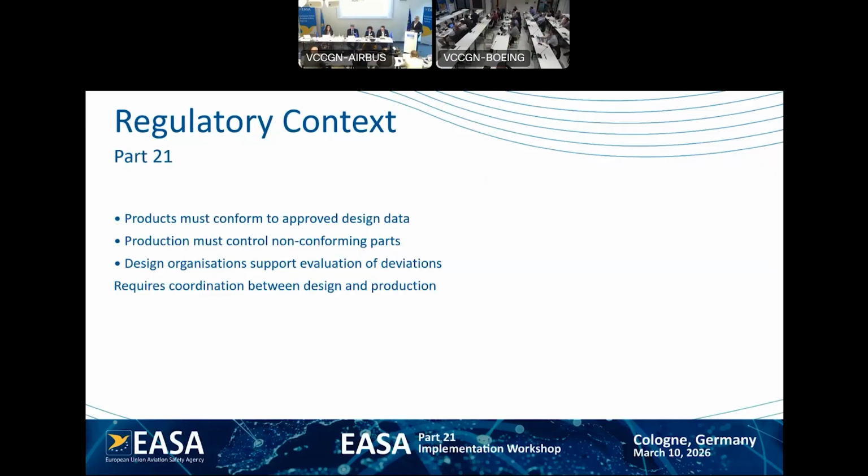Okay, the regulatory context. Part 21 requires that products must conform to an approved design data, that production must control the non-conforming parts, and the design organization must support the evaluation of the deviations or non-conformities. And this requires, of course, coordination between the design and production, which is regulated by Part 21.A.4 in Part 21, the paragraph 4. Let's go next.